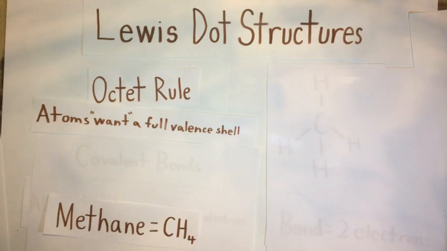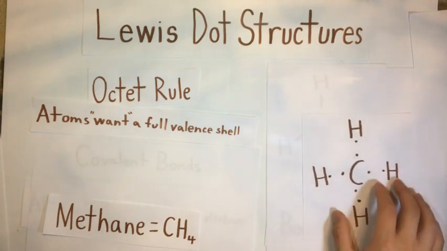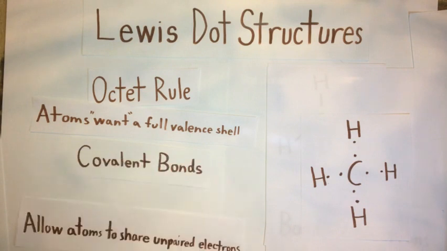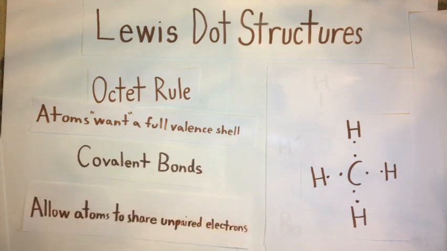Methane has a chemical formula of CH4. Start by drawing the least electronegative atom in the molecule, along with its valence electrons, in this case, carbon. Next, add the other atoms and their valence electrons around the least electronegative atom. You may realize that none of these atoms are following the octet rule. How can we fix this problem? With covalent bonds. Covalent bonds allow atoms to share unpaired electrons.